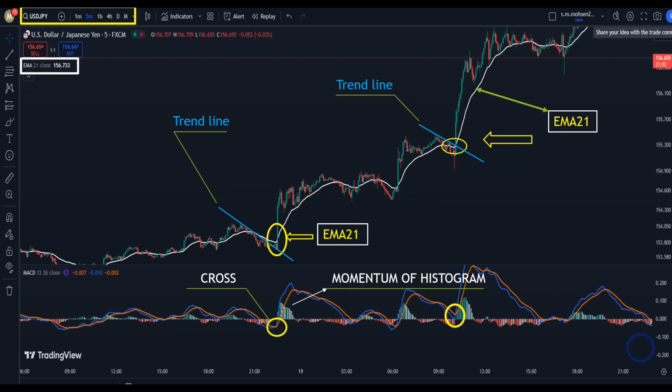In this structure, when the EMA 21, MACD crossover, trend line breakout, and momentum increase all align, it creates the best opportunity to enter the trade. This method helps make more confident decisions about the trend and avoids false signals.